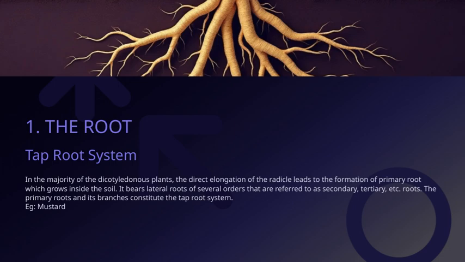These lateral roots branch out from the primary root, increasing the root system's overall surface area and efficiency in water and nutrient absorption. When we look at the entire root system, especially in plants like mustard, it's known as the tap root system, characterized by a prominent primary root with branching lateral roots. This system plays a crucial role in supporting the plant's stability and resource uptake, which ties directly into our broader discussion on plant structure and growth strategies.